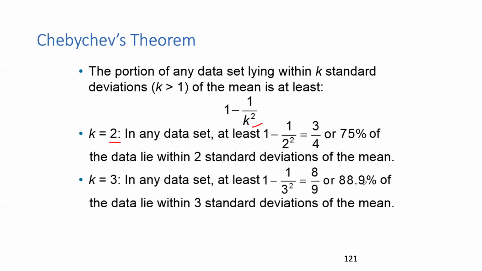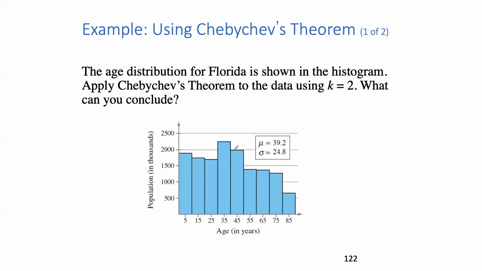It can be more than that. It can always be more than that, but it can't ever be less than. Okay? So for instance, if this is the distribution that I'm working with, I know that the mean is 39.2 and the standard deviation is 24.8. And this is for population data. That's why mu and sigma here.